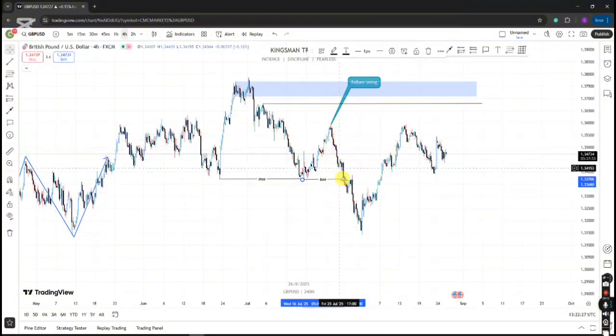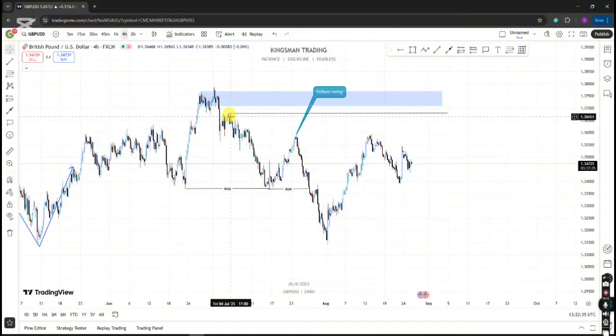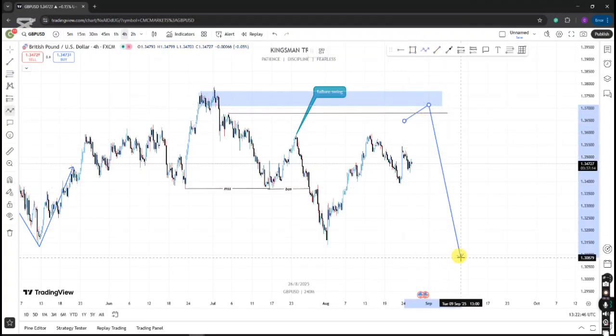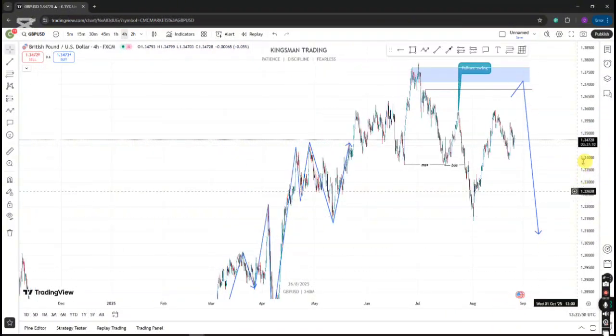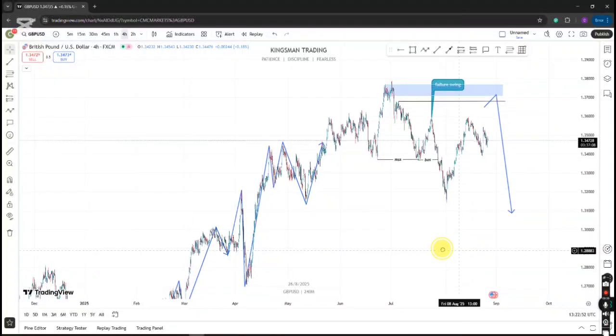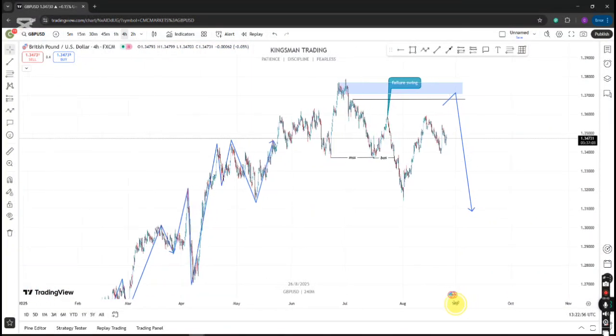And now, because of what happened there, because of this failure swing, this protected level that got invalidated, we'll be expecting price to tap into this unmitigated POI, take out this liquidity, and then come back down and take out this low, then come back down and take out this low. So that's what I'm anticipating right now.